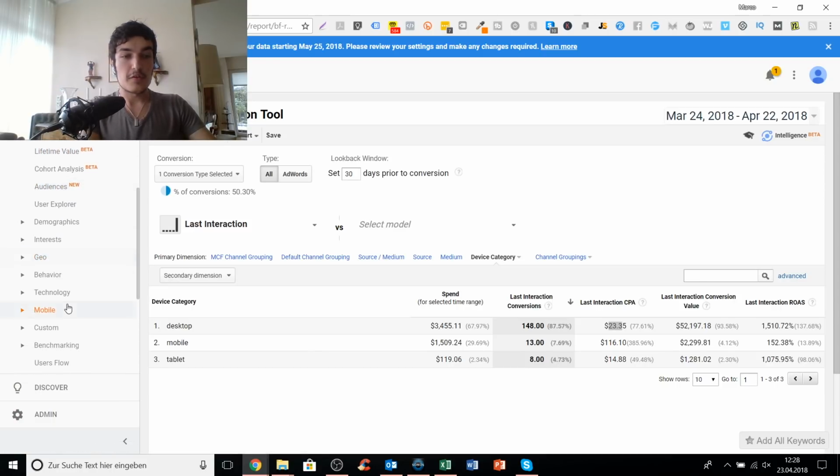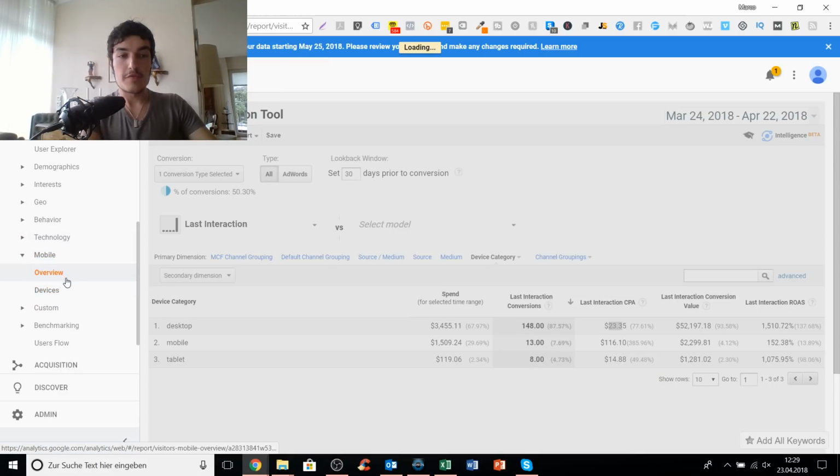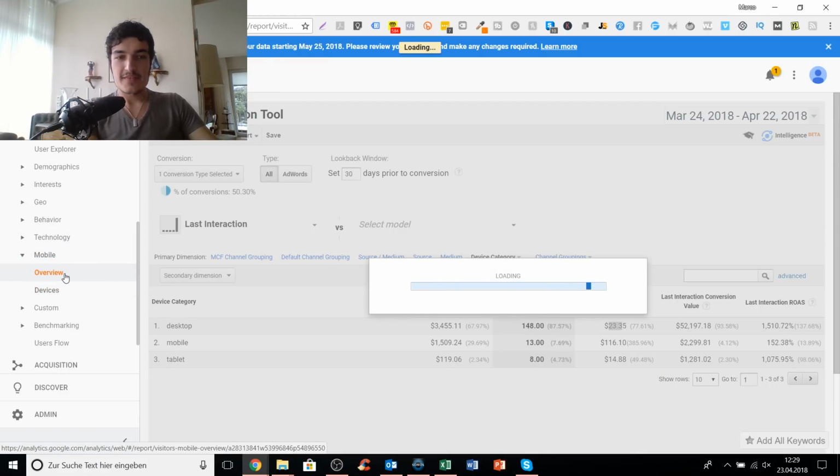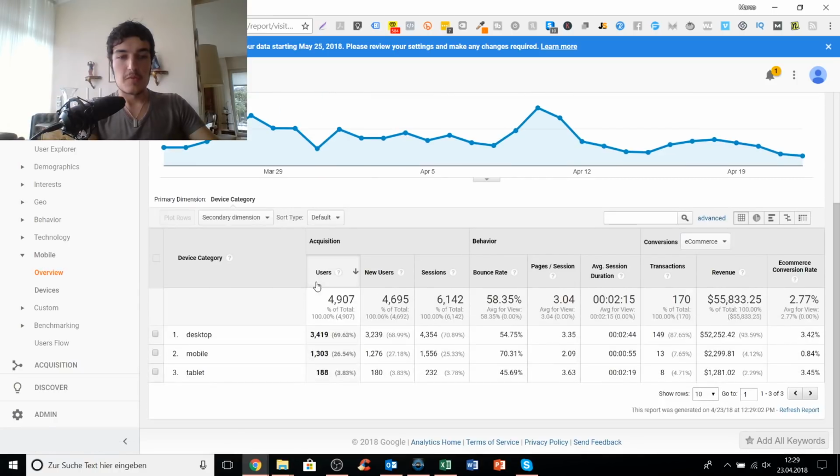And if we look at the technology or at the mobile devices, at the overview tab here, there's one last overview that I can show you to really compare these devices. So desktop, again, $52,000 in revenue, 2-minute 44 average session duration, way shorter on mobile, way more pages per session on desktop, way lower bounce rate on desktop. So I implemented these things.